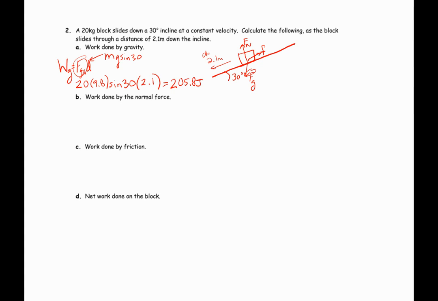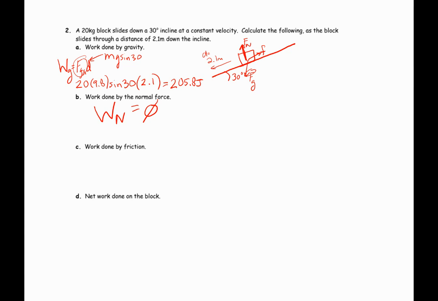Then the work done by the normal force. Well, you got to think about this. Your normal force is going this way, and it's perpendicular to the ramp. And since it's perpendicular to the ramp, cosine 90 is going to be 0. So the work done by the normal force is equal to 0 because your force and your distance are perpendicular to each other.